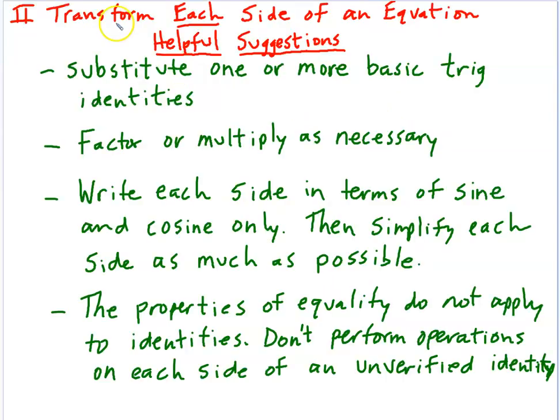Okay, we're almost there. A few more examples of where we're actually going to transform both sides. But I need to give you a few little tips and hints, and well, some are suggestions and some are just things you need to keep in mind mathematically. You're still substituting trig identities. That's still true. Factor and multiply just like you did before. If you can, try to get the sides in terms of sine and cosine only, and then simplify each side as much as possible.